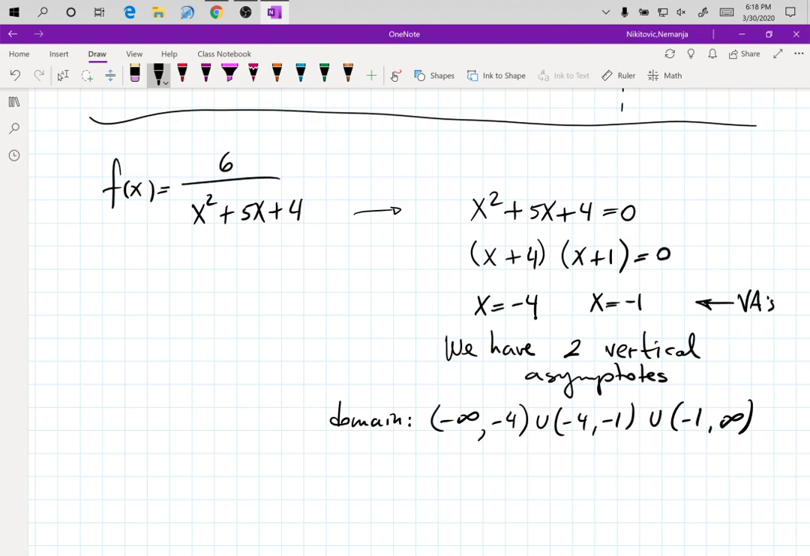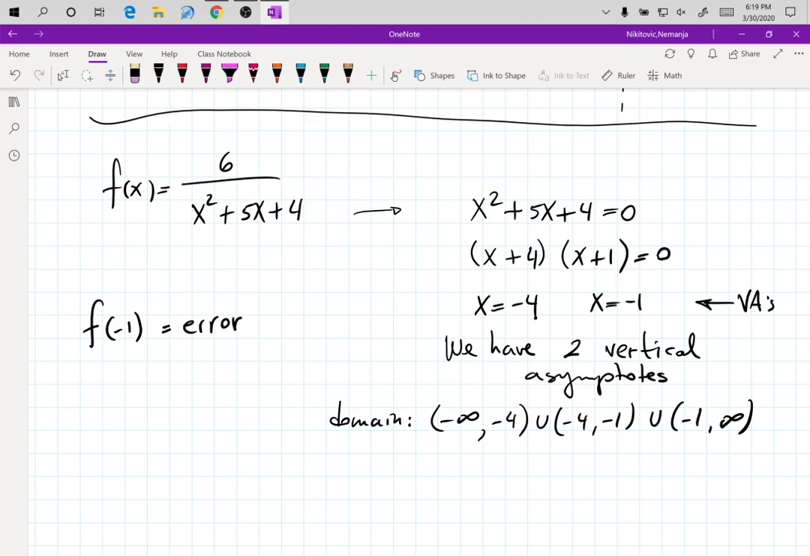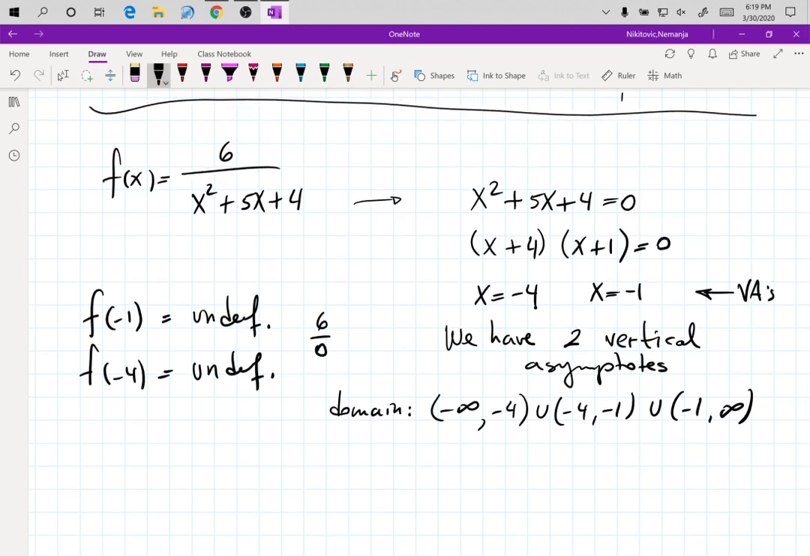If you plug in -1 in the original problem, if you try to compute f of -1, you will get an error in the calculator. You will get undefined, because you are getting 6 divided by 0, right? Same thing for -4. Undefined. It's undefined because in both cases you have 6 divided by 0, and that's not allowed. We cannot divide by 0.